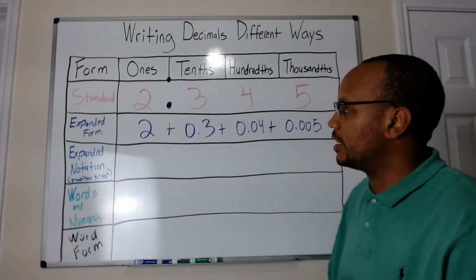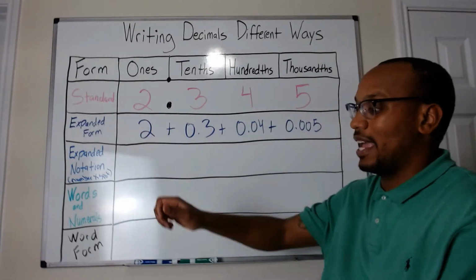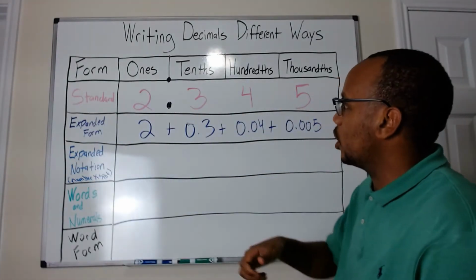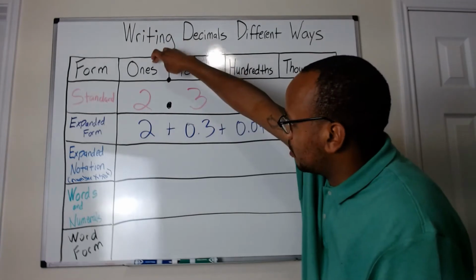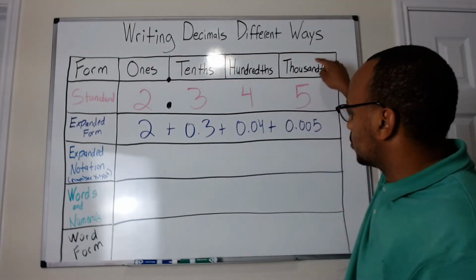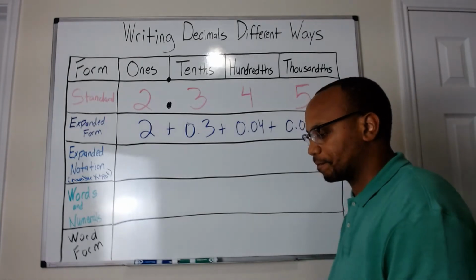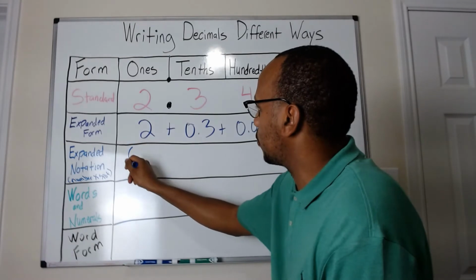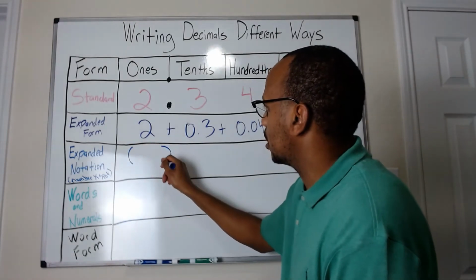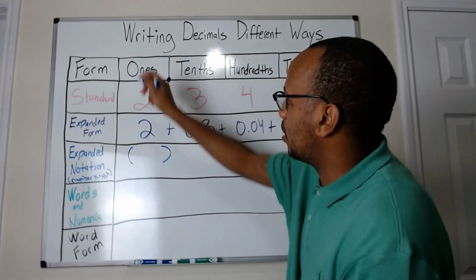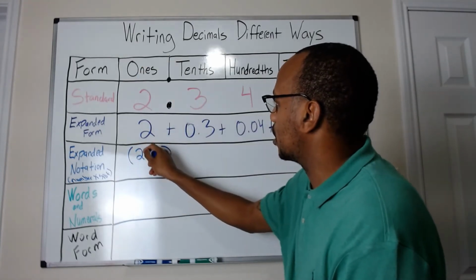So you are going to expand the number again, but in parentheses, you're going to write the number times the spot. Number times the spot. All right? So in parentheses, you have 2 times the spot of 1. So 2 times 1.